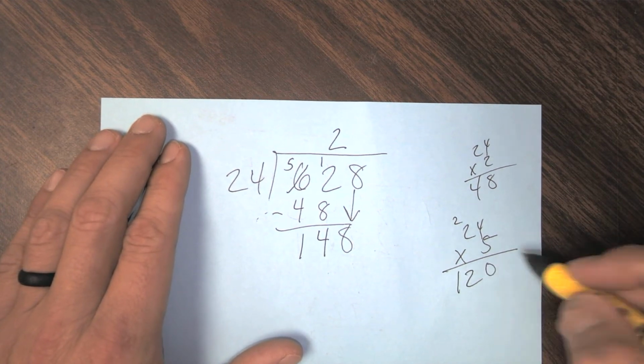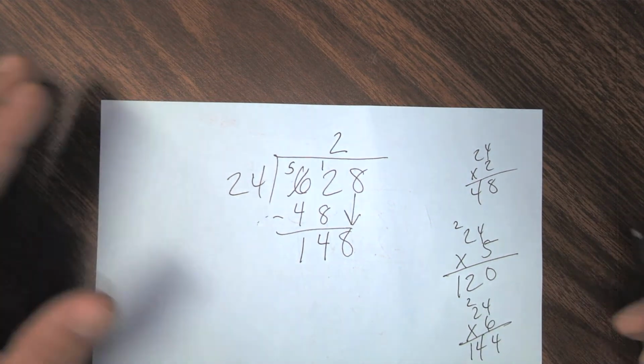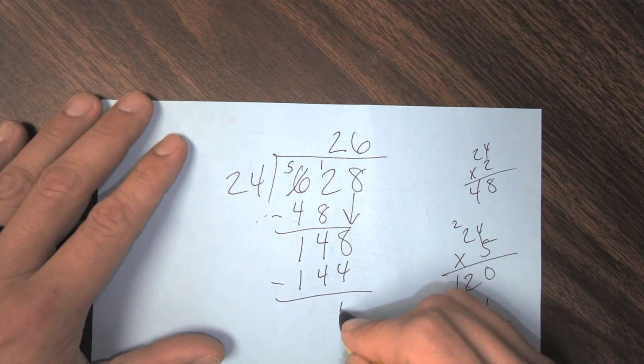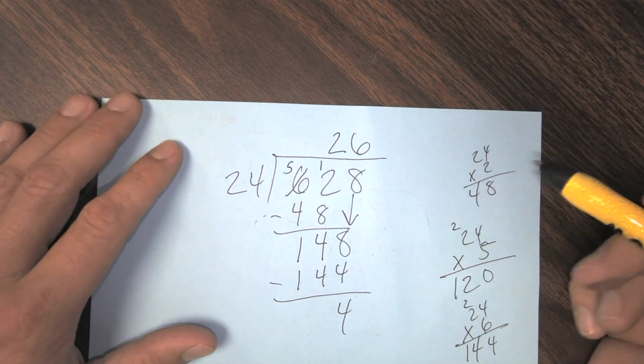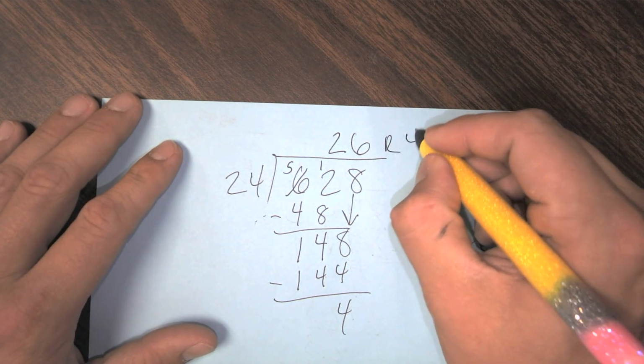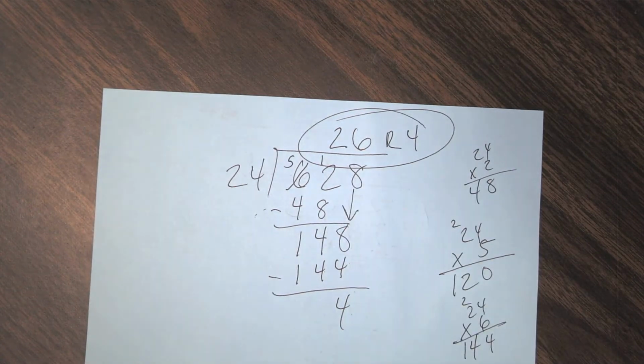No. We can go with another one. 24 times 6. Yeah, I was going to say. 144. So 6 it is. So we get 144. Get 4. Okay. No more numbers. So that is our what? Remainder. So 26 with the remainder of 4. So it didn't change anything. You just had a bigger number. It actually makes it a lot shorter because you have to jump to the next number, so you're not doing as many numbers actually.